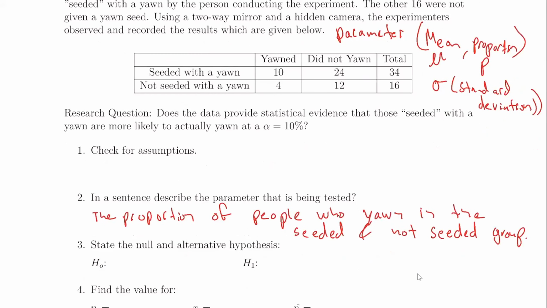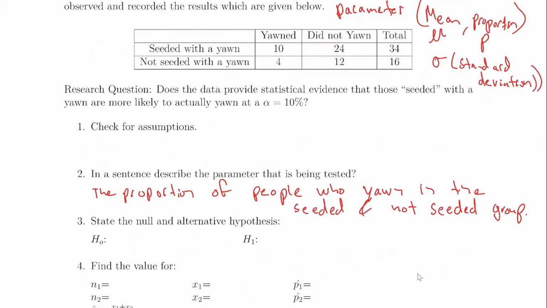All right, let's fill this one out. Let's decide which one we want to be group number one and which one group number two: seated with a yawn or not seated with a yawn? It really doesn't matter which one we label which. Cool, perfect. So seated with a yawn will be group number 1, and not seated with a yawn will be group number 2.